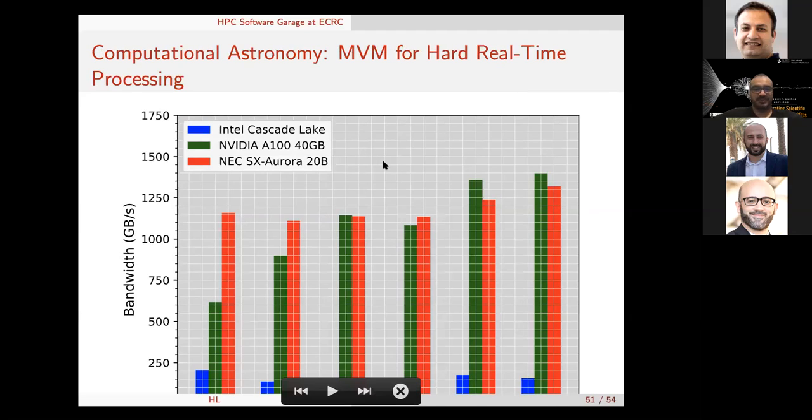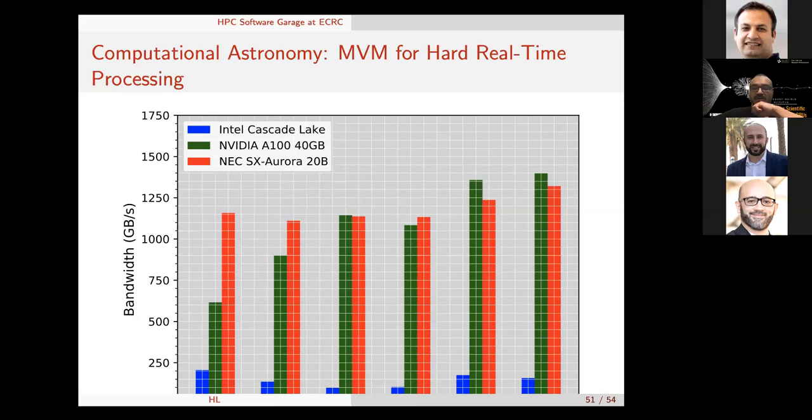Ouch. Okay, I guess I did not scale that slide properly, but we can still see what's going on here. I'll explain briefly. I'm reporting bandwidth now, right? So I'm looking at bandwidth against various matrix sizes, and each of those matrix sizes corresponds to a given instrument that astronomers are trying to deploy on those telescopes. The operation here is this matrix vector multiplication, which is the hard real time.